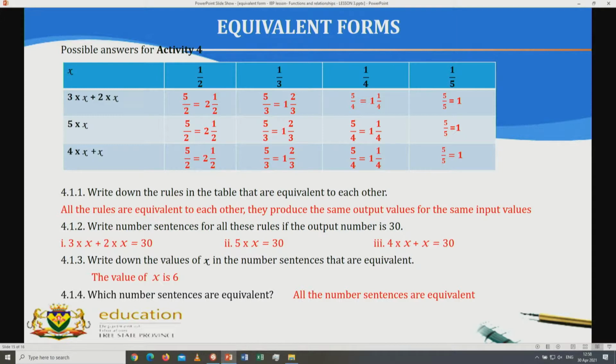Which number sentences are equivalent? We have come to a conclusion that all the number sentences are equivalent because for the same input values, we got the same output value. The input value there is 6, and the output value is 30. Therefore, in all those 3 number sentences, we have the same input value, which is 6, and the same output value, which is 30. Therefore, all the number sentences are equivalent.